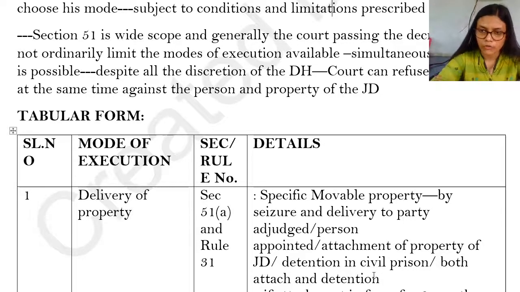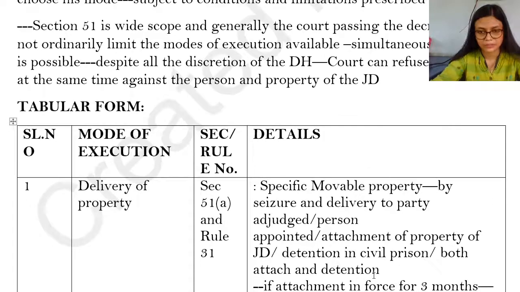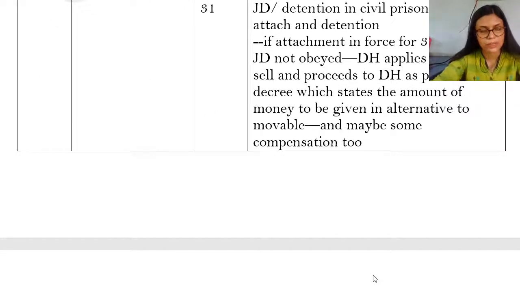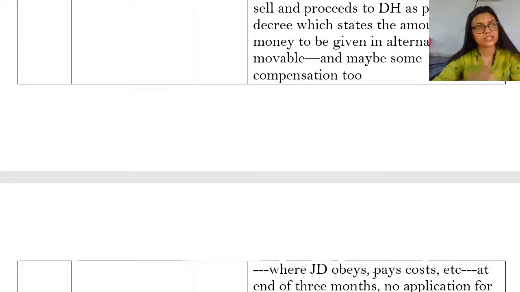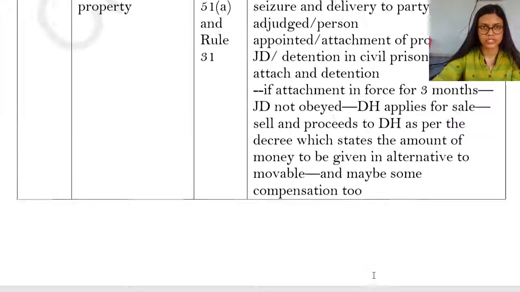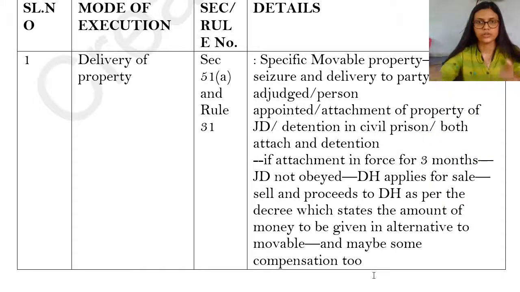That property of the judgment debtor will be sold, and whatever amount has to be given in the alternative will be given to him, and some compensation may also be given. Now, if the judgment debtor is obeying, paying costs, etc., then at the end of 3 months, if no application for sale was made, or if an application for sale was made but was rejected, the attachment will cease. So I hope you are not getting confused about why I have written delivery of property and then gone into attachment, etc.